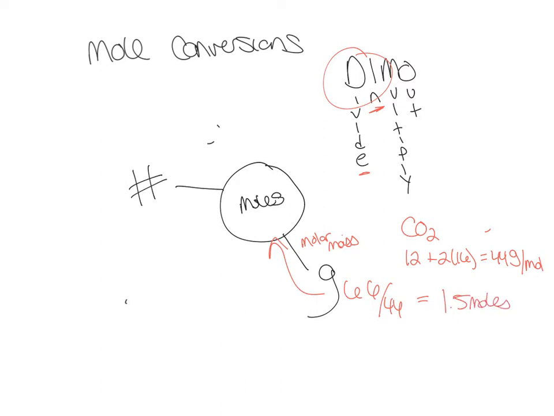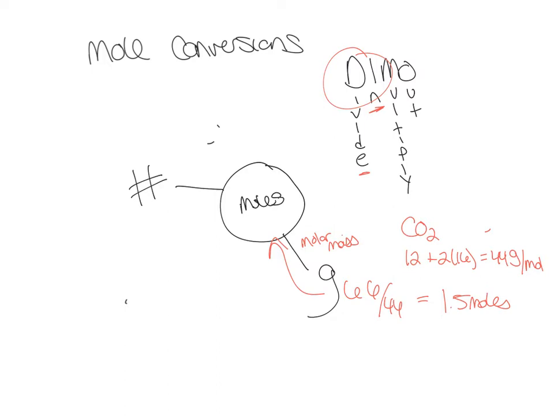And that answer should make sense. It makes sense because if 1 mole weighs 44 and I have 66, well, 66 is more than 44. Therefore, I should have more than 1 mole, which in this case I do.